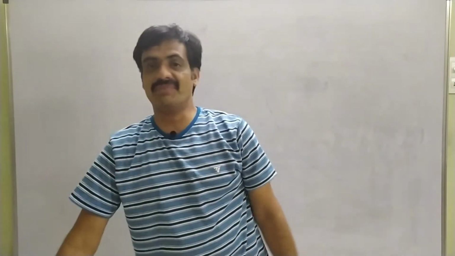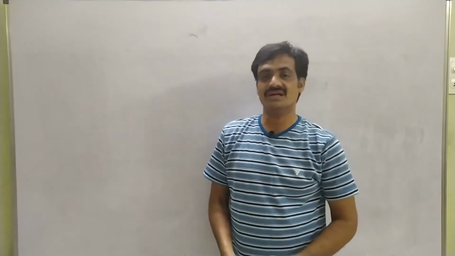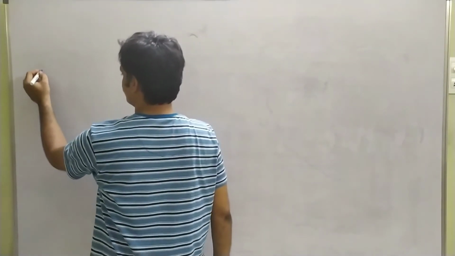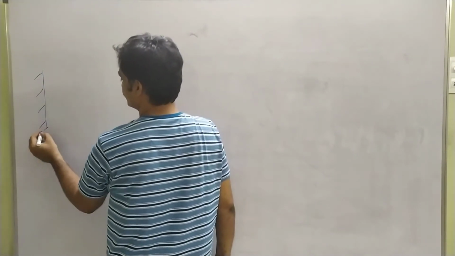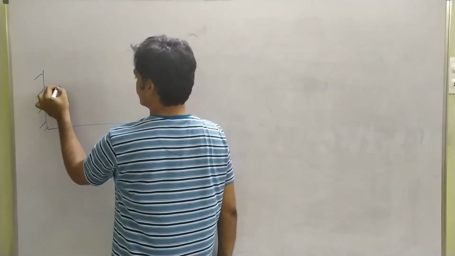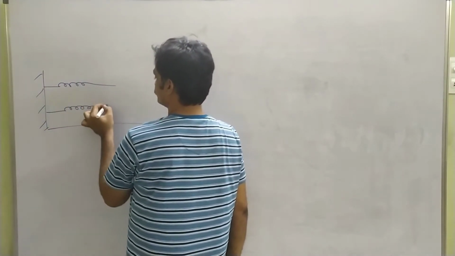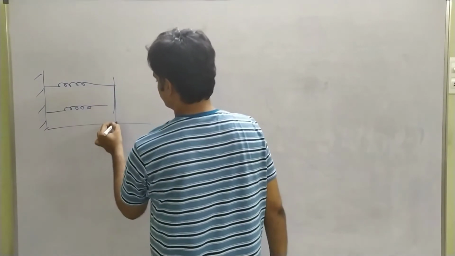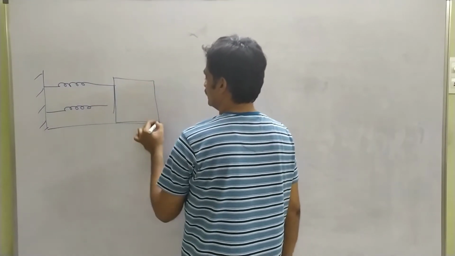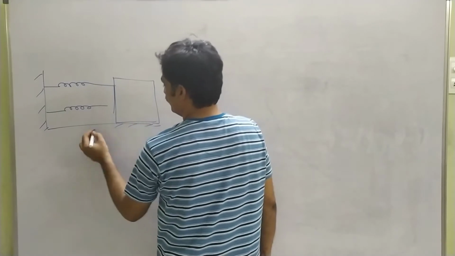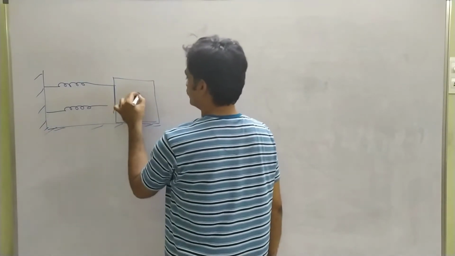Now we are going to see the parallel combination of a spring block system. For that, here we consider two springs which are connected in parallel to a body of mass m.